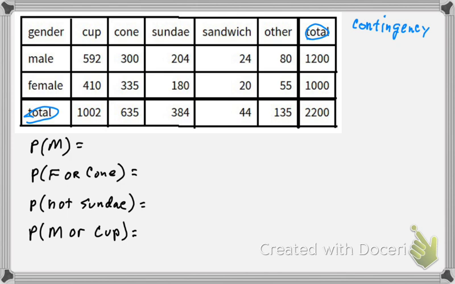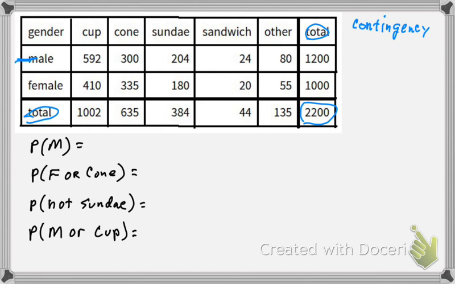Well, I'm going to look at this row right here. So what's that? In the sample space, there's 2,200 people. I'm sorry, 2,200 choices. No, it is people. So 2,200 people. How do I know that? Because it's right down here.